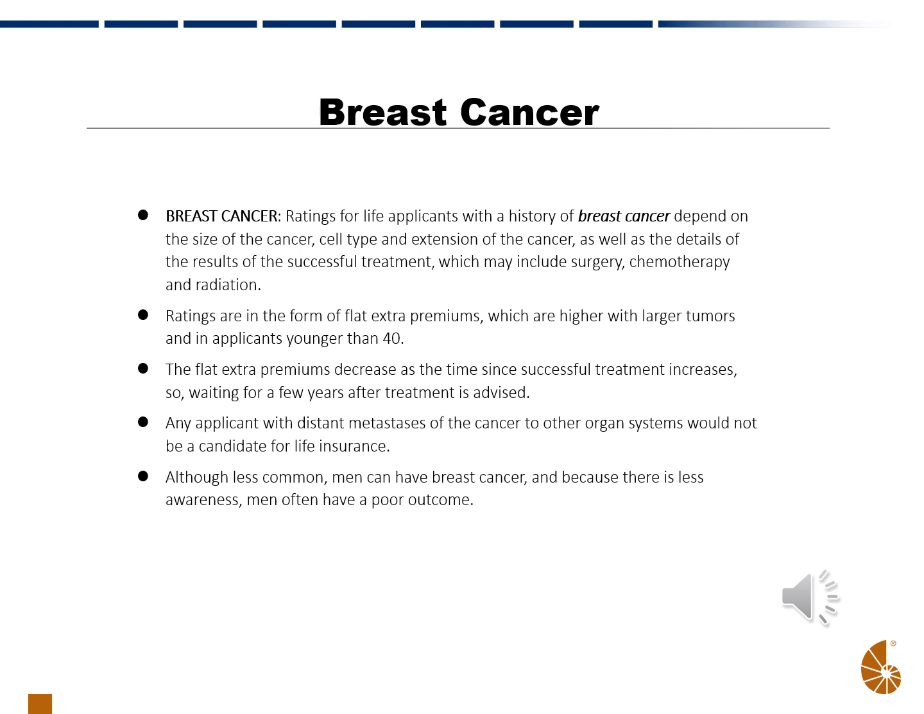In breast cancer, ratings for life applicants with a history of breast cancer depend on the size of the cancer, the cell type and extension, as well as details of successful treatment, which may include surgery, chemotherapy, or radiation. And then the younger the applicant, the more concern there might be, or higher rating. And flat extra premiums, so extra dollars per thousand of face, might be applied for candidates who apply for life insurance only waiting a few years after treatment.